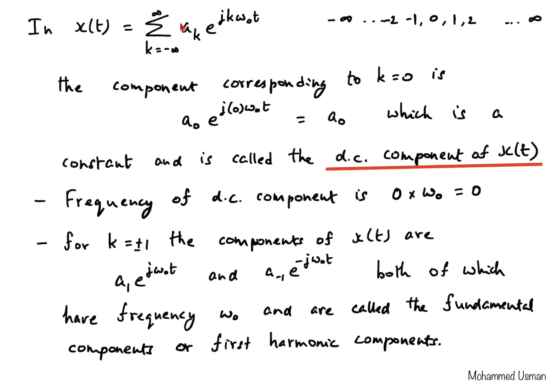So the component in the signal which has a frequency equal to the fundamental frequency is called the fundamental component of the signal or the first harmonic component. So we have two fundamental components or two first harmonic components, which correspond to k equal to 1 and k equal to minus 1.